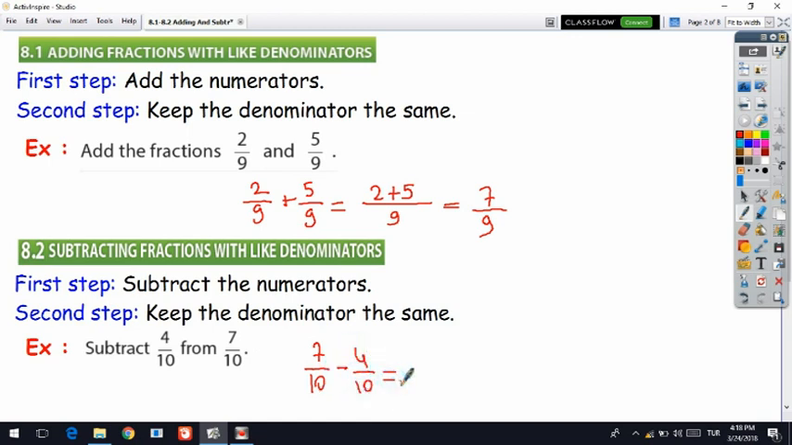Everybody, how can we subtract them? We go to the first step. The first step says subtract the numerators, 7 minus 4. Keep the denominator the same. 10 doesn't change, that is 10. Everybody, 7 minus 4 is equal to 3. Then 10 doesn't change. The answer is 3 over 10.